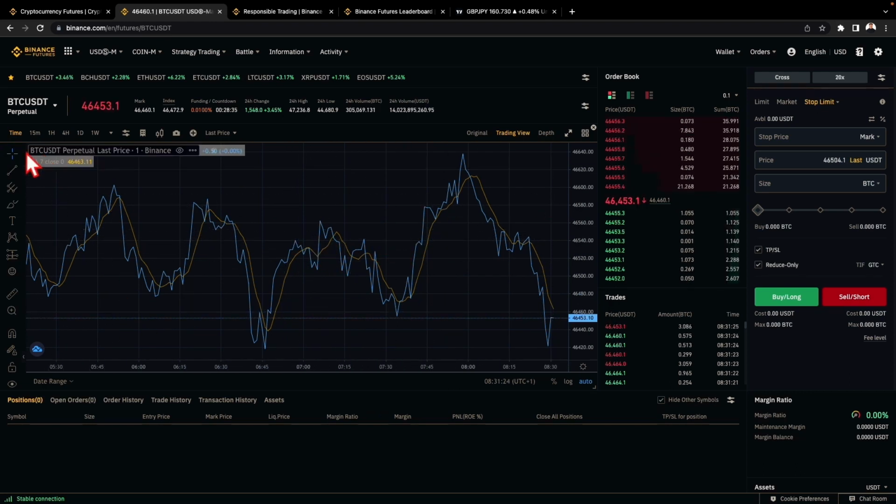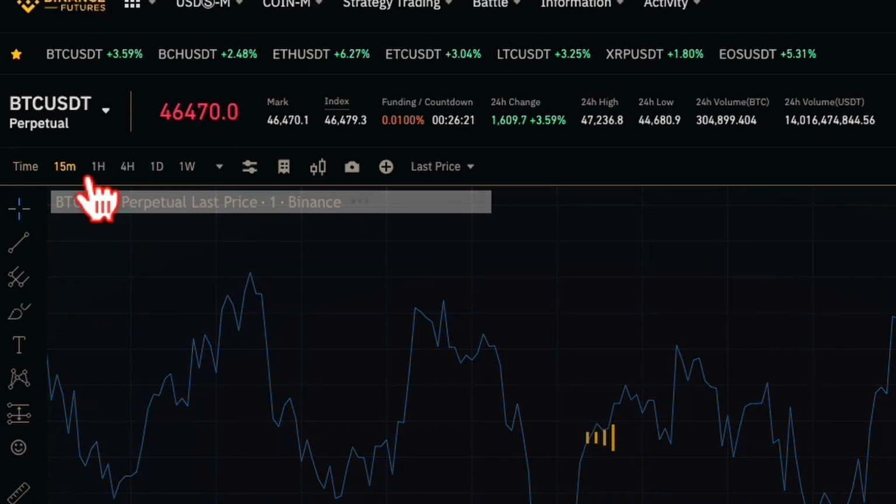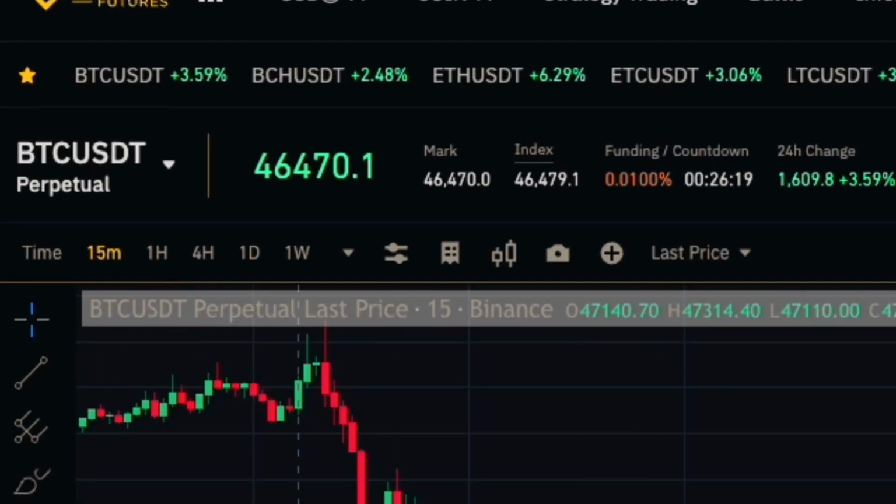So if you want to use a line chart, just click on time for it to be adjusted. If you want to go back to candlestick, you go to this option here, which you are seeing here, and you can click on any candle you want. If you want bar, you can click on bar. So here we have 15 minutes, which shows you the time range for 15 minutes.